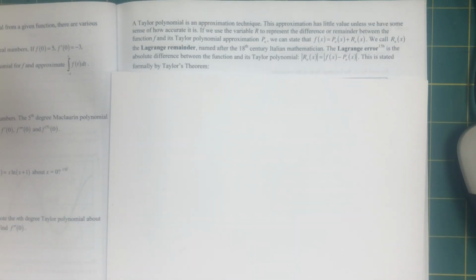Today we are looking at the end of chapter 15, Taylor polynomials. We're going to talk about something called Lagrange remainder.